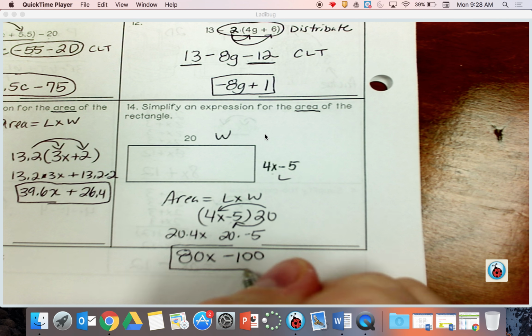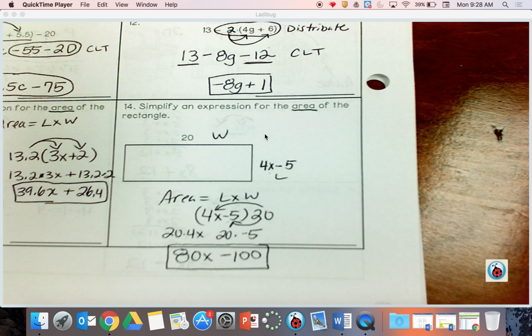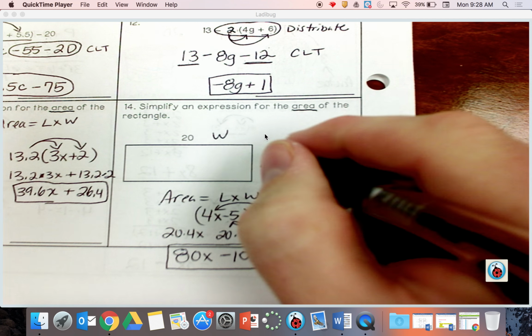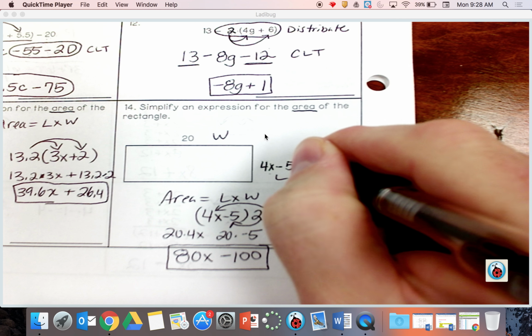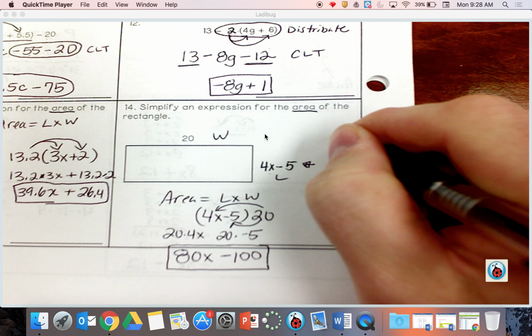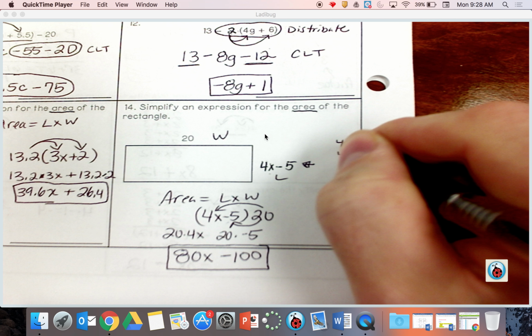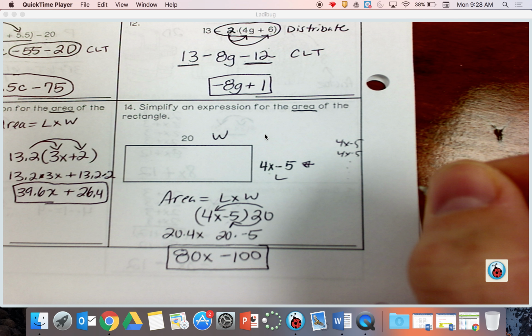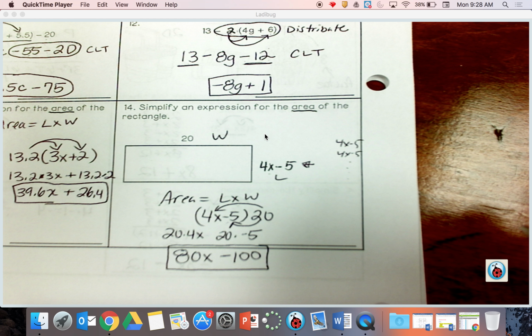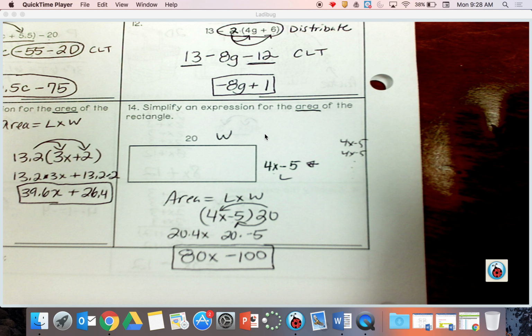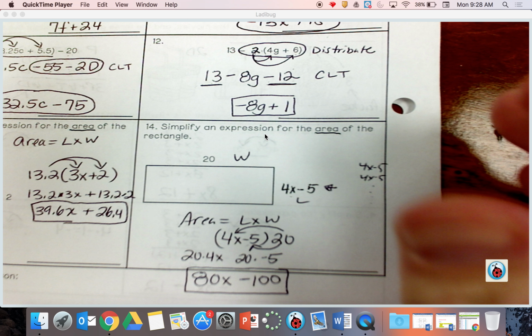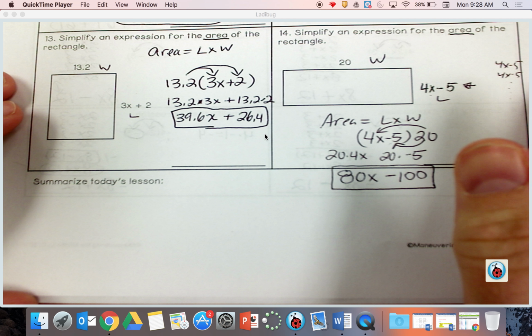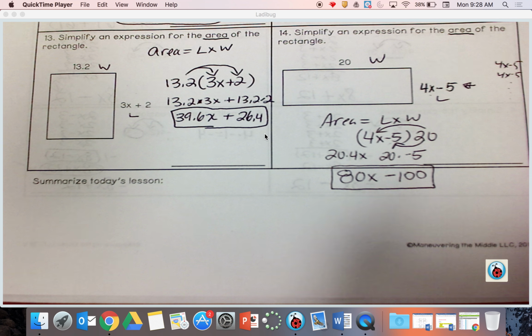That tells me my solution for the expression when I simplify. Remember what it says, I could show it to you if I wanted to. I could write out 20 of these things, 4x minus 5, 4x minus 5, do that 20 times, and add them all up, and it would give you 80x and a negative 100. So that's basically what this is doing. Remember, distribute first and then combine like terms second.